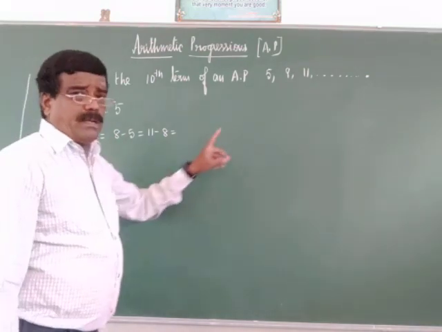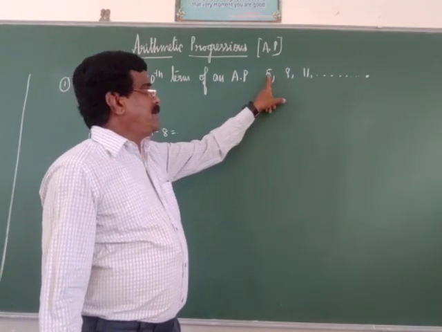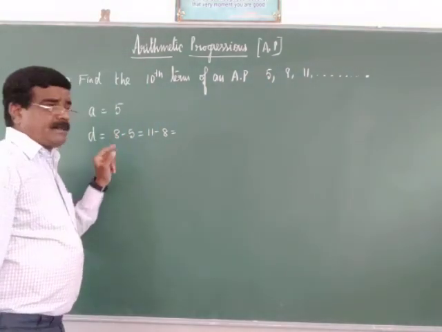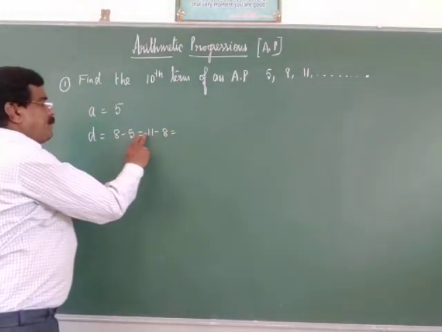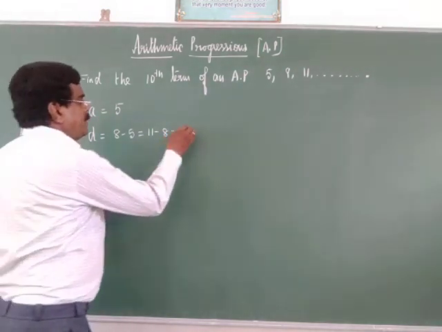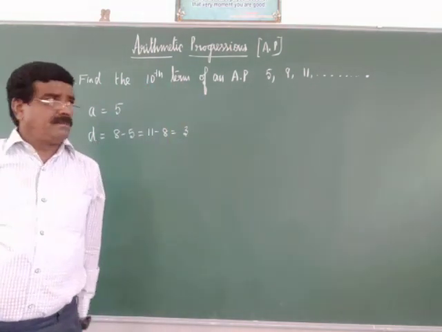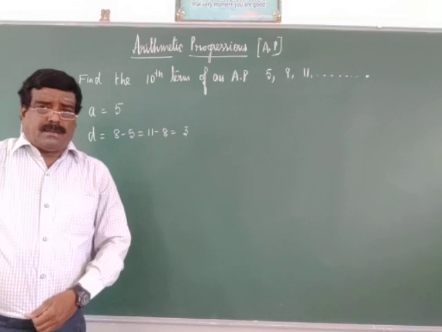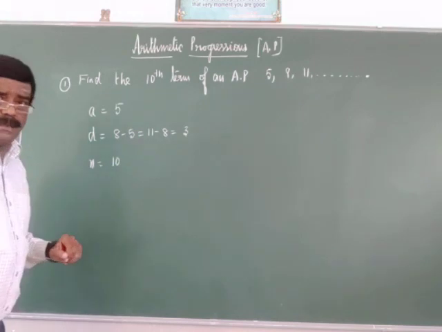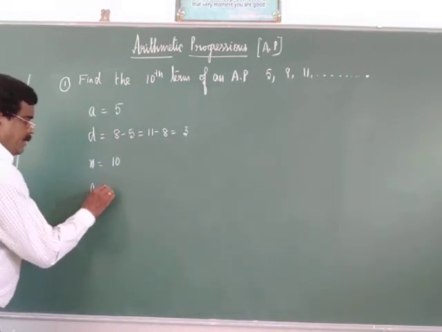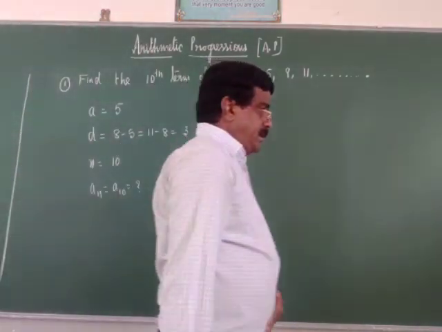So, how are you going to find the difference? Take the 2 terms here. Change the sign of the first. You can observe here, 5 becomes minus 5, plus 8. Similarly here, if you take these two, change the sign of this. That is minus 8 plus 11, which is nothing but 3. And the question asked here is the 10th term. The number of terms is 10. So what is asked here is AN equals A10 equals question mark. So, children, this is the data.